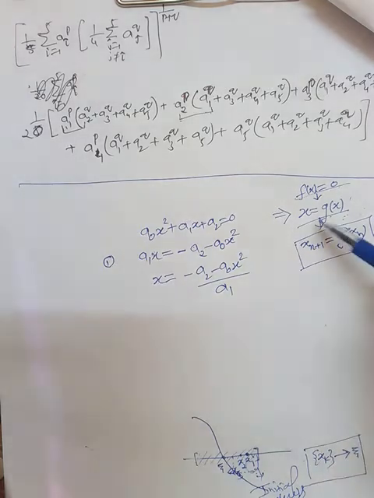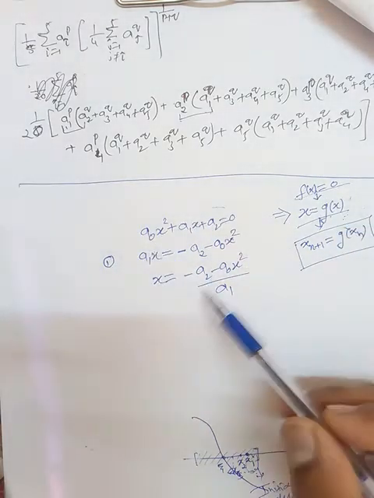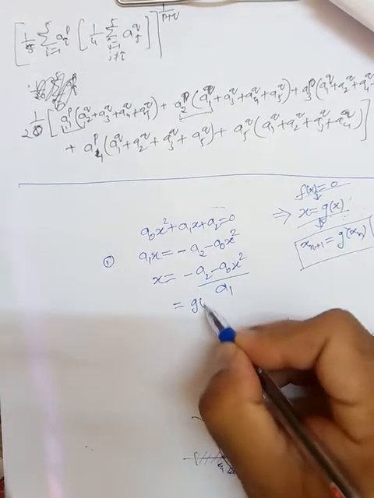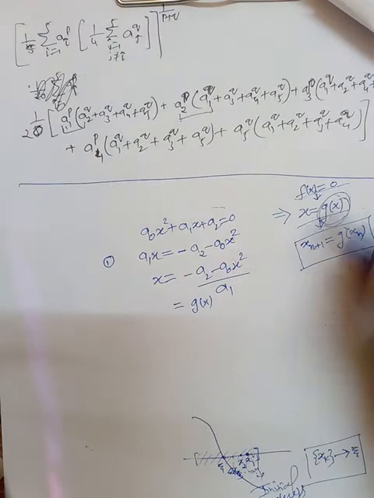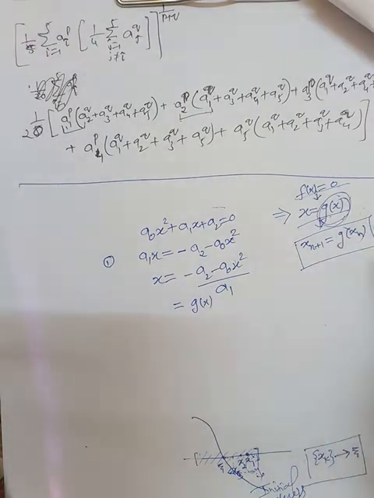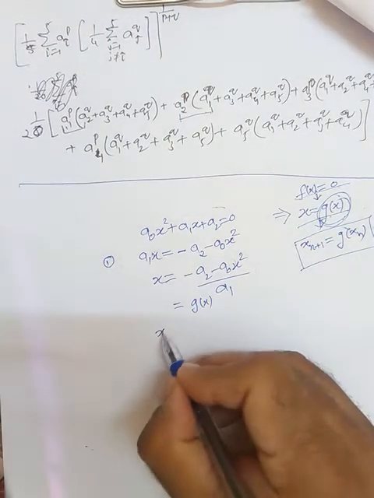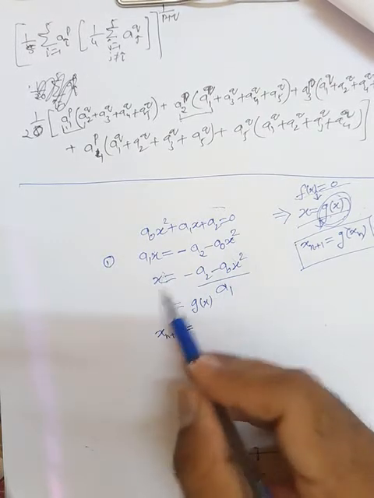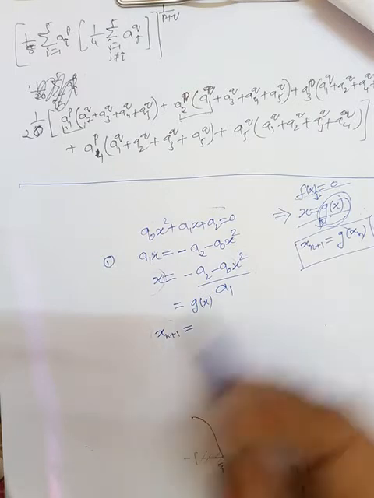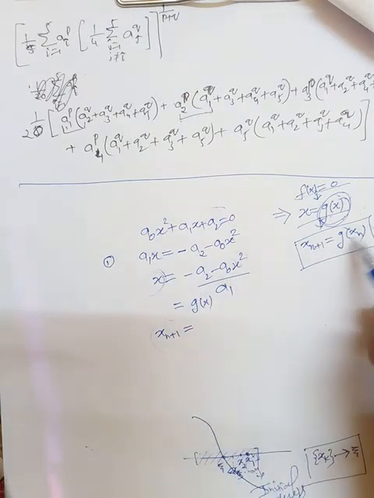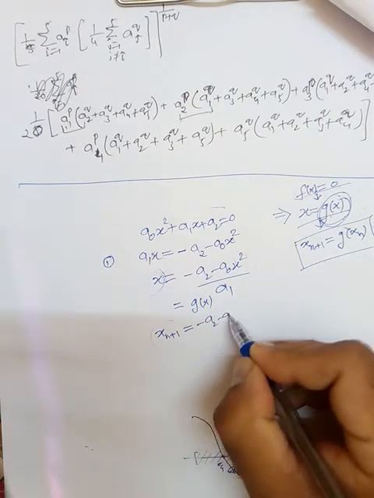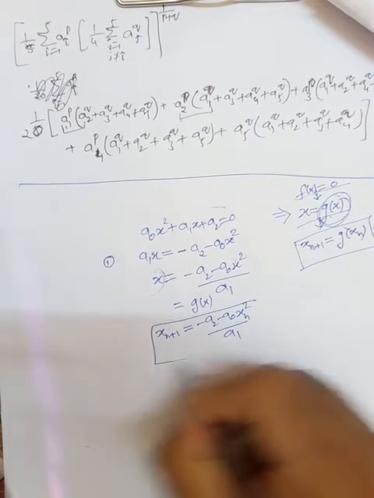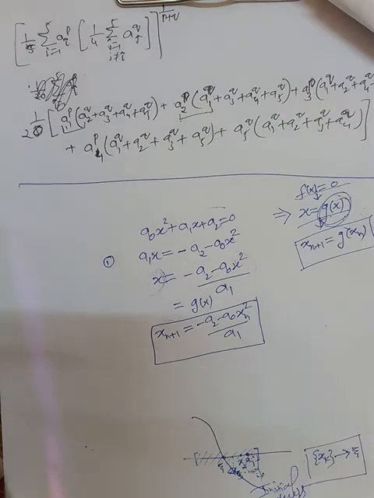Okay, so from this equation we obtained this equation, and what is this? This is your g of x. And now write down the iterative form. So xn plus 1 is equal to, replace this x as xn plus 1 and write down this x as xn. So minus a2 minus a naught xn whole square divided by a1. This is one iterative form method.